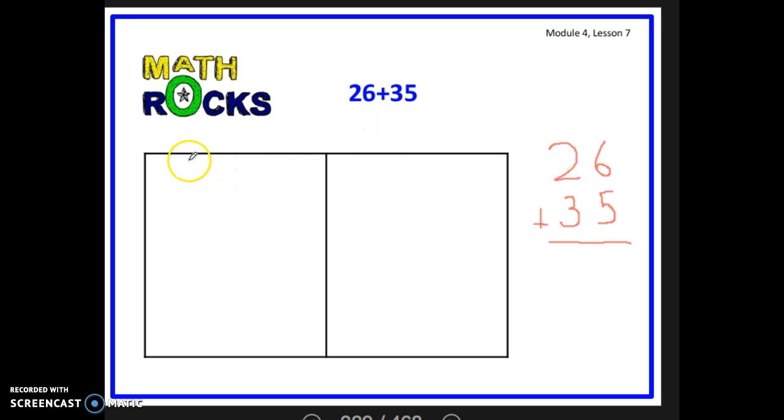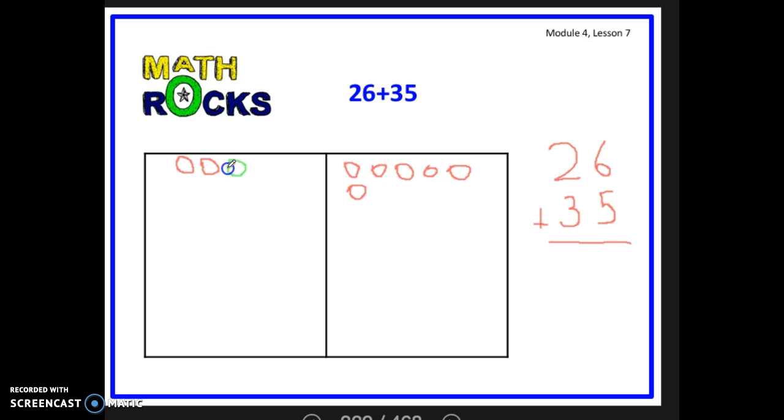Ready? 10, 20, 21, 22, 23, 24, 25, and 26. Okay, now I'm going to build 35. Now just because I want to show you the difference, I'm going to change colors, but obviously you don't have to do that. So I'm going to go with green now, okay, and I'm going to build 35.